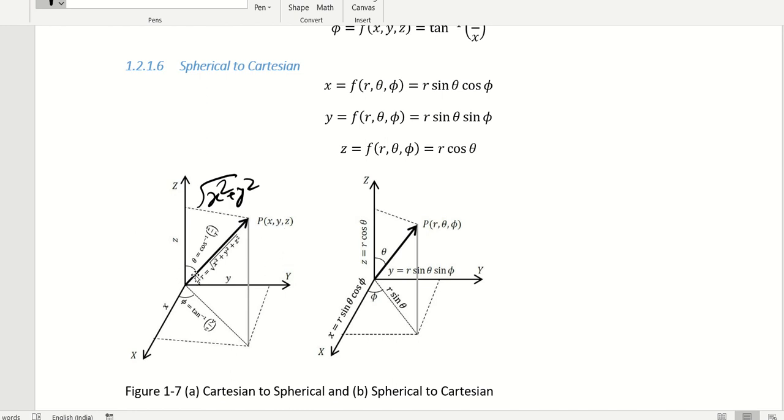Then next will be theta. Theta is basically the angle made at this particular point. So at this particular point, what is the angle made? Cos inverse z by r. So how am I telling that?